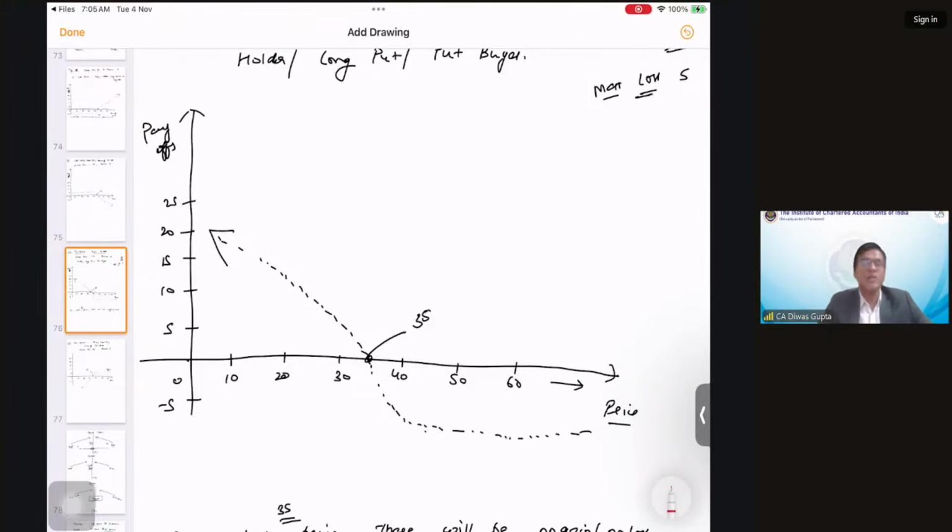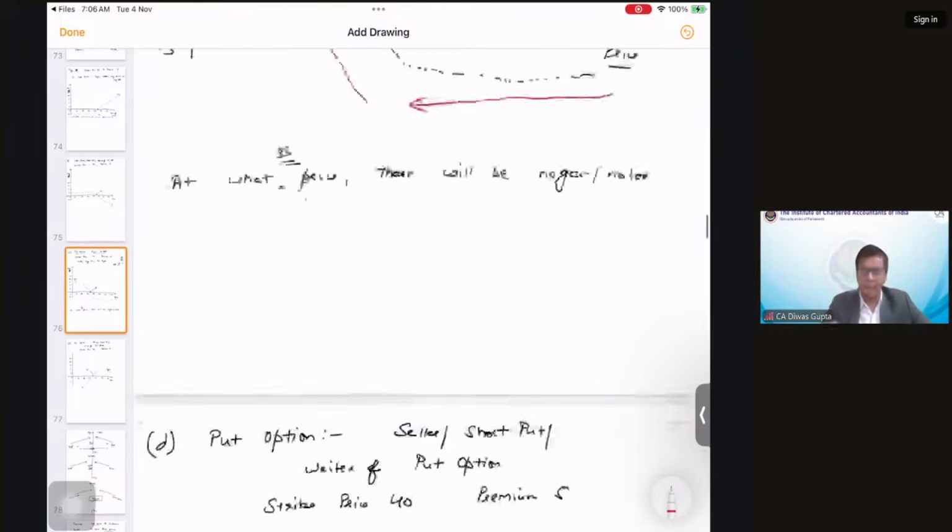Because this is a right to sell. So this is what is depicted. Till the time the price is coming from, let's say, 100 down to 40, there is a constant amount of loss equivalent to the 5 rupees of premium that is being paid. Now after that, there is a gain that will start coming. As the price comes down, there will be a gain.